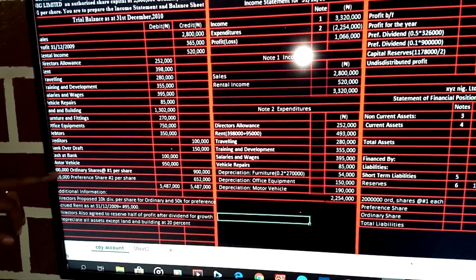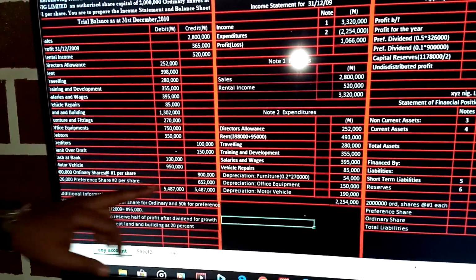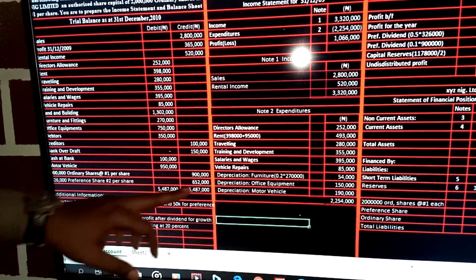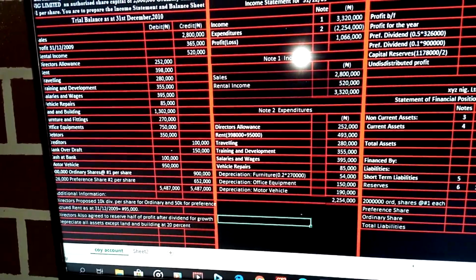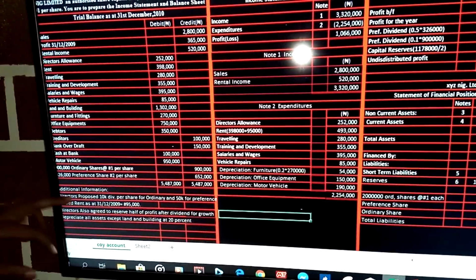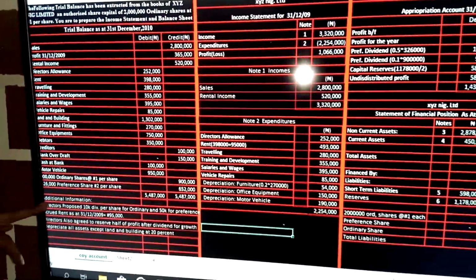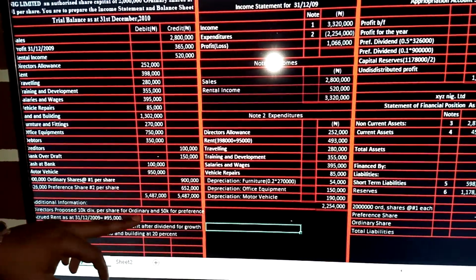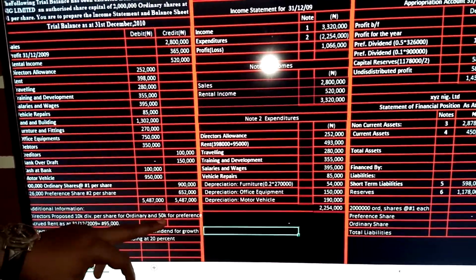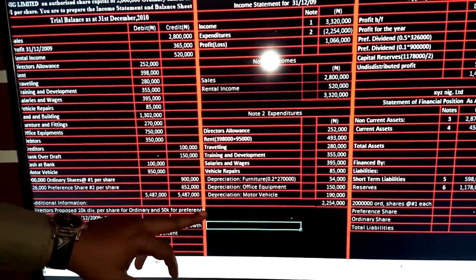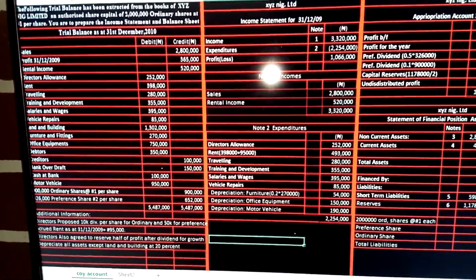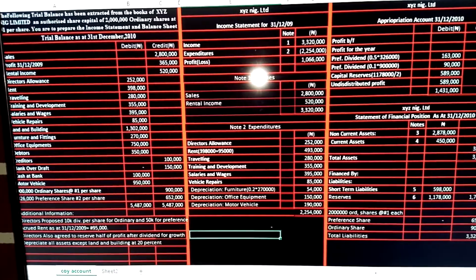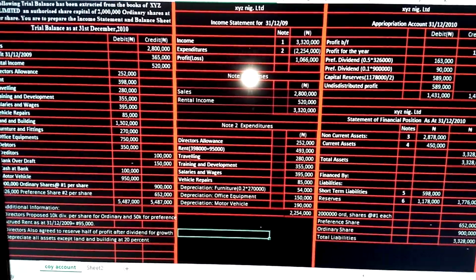We now have 900,000 ordinary shares, 1 naira worth each. 1 naira per share, that's 900,000. Now I have 326,000 preference shares at 2 naira per share, 652,000. So this is a trial balance, but they now give us additional information. They said directors propose 10 kobo dividend per share for ordinary share and 50 kobo for preference share. So the preference shareholders are paid 50 kobo per share, and the ordinary shareholders are paid 10 kobo per share.